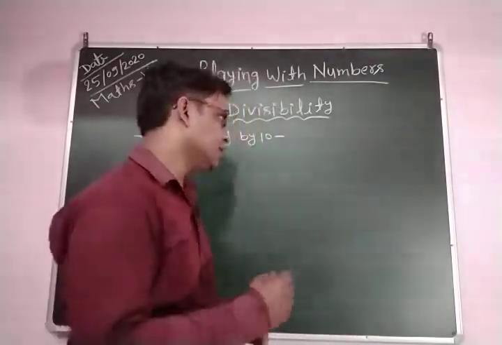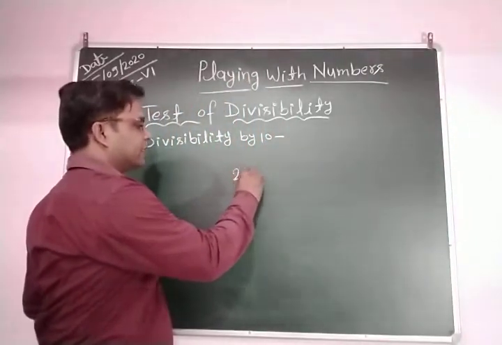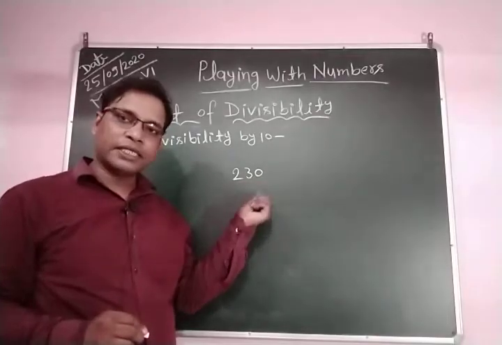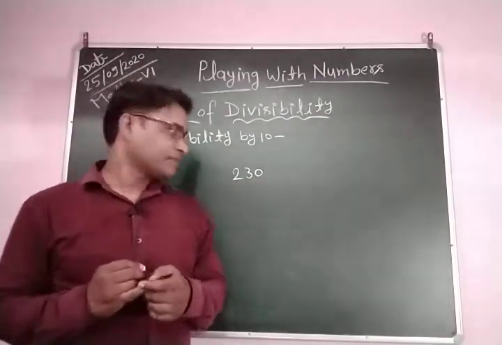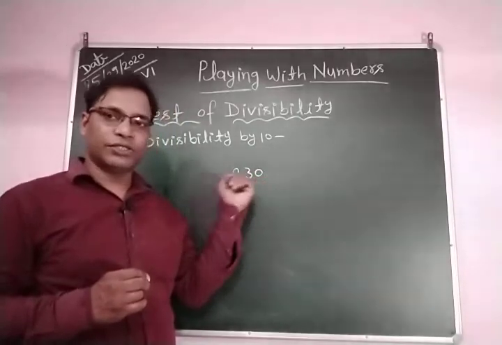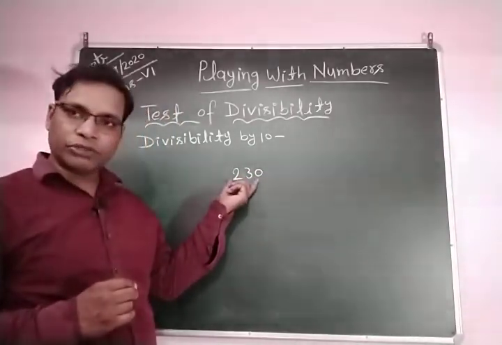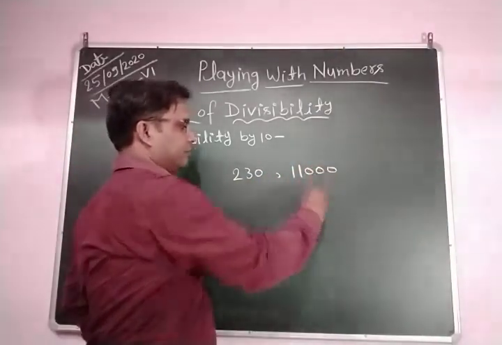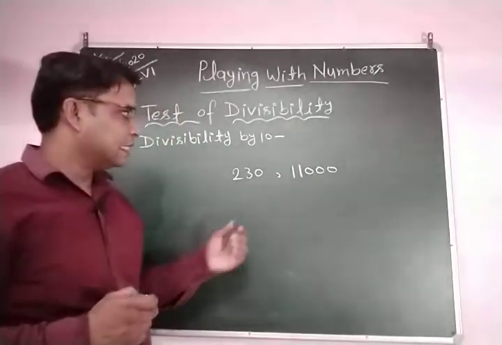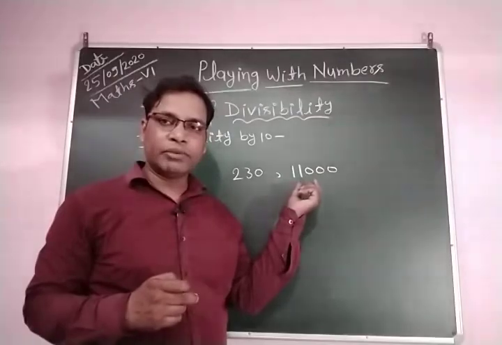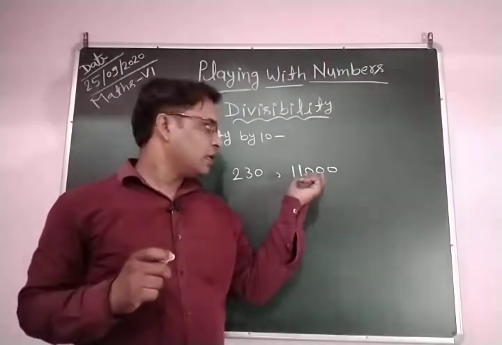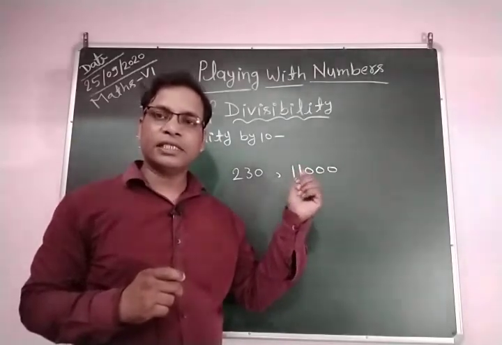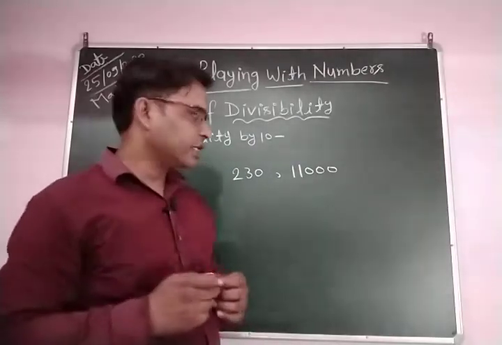Suppose a number like 230. This number is divisible by 10 because its last digit, or you can say its unit place digit, is 0. So you can say this number is divisible by 10. Again, this number 11,000 is divisible by 10 because its last digit, or unit digit, is 0.